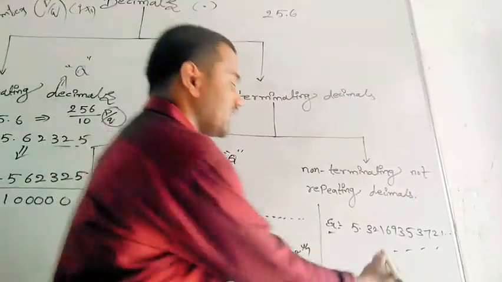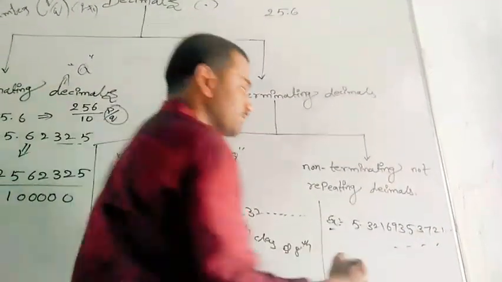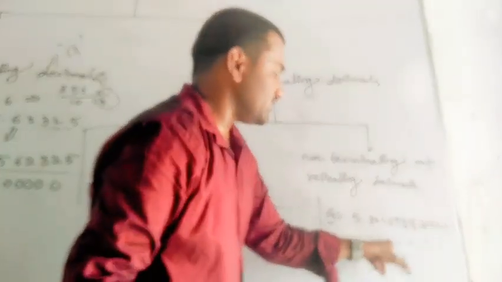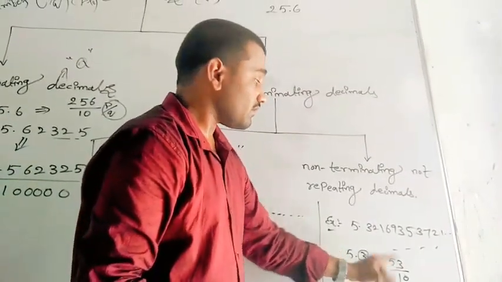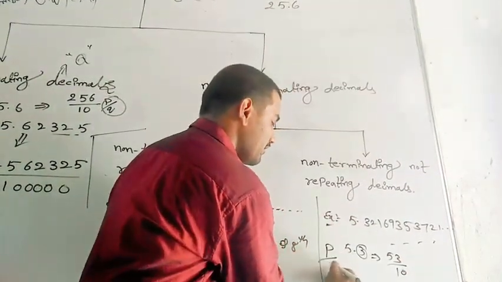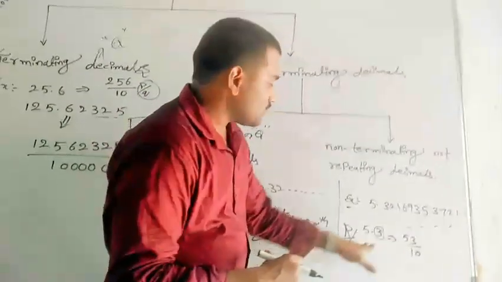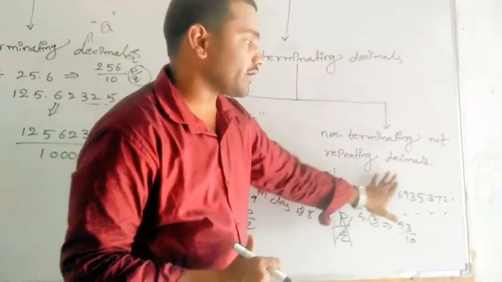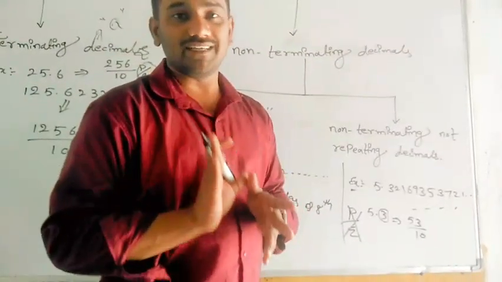Non-terminating, non-repeating decimal numbers cannot be written in the form of p by q because the number of decimal digits is uncountable. How can we write it in the form of p by q? Suppose 5.3: we can express it as 53 by 10, because there is one digit after the decimal, so we keep tens. But here, how many digits are there? Infinite digits, so it cannot be expressed in the form of p by q. So non-terminating, non-repeating decimal numbers are considered irrational numbers.